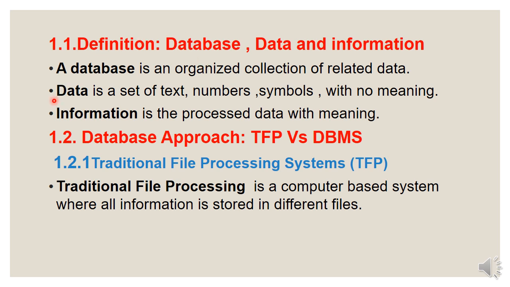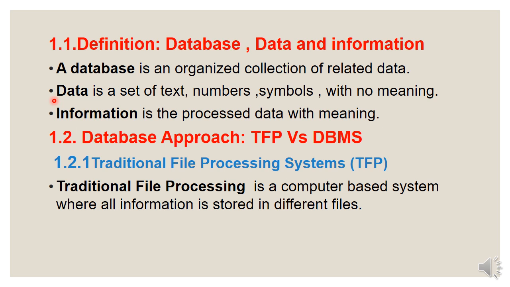What is data? In computer science, digital computers process data into information. So data means everything that you can enter into a computer for processing, like letters or text, numbers, symbols, and so on. In a few words, data have no meaning or little meaning to the user.